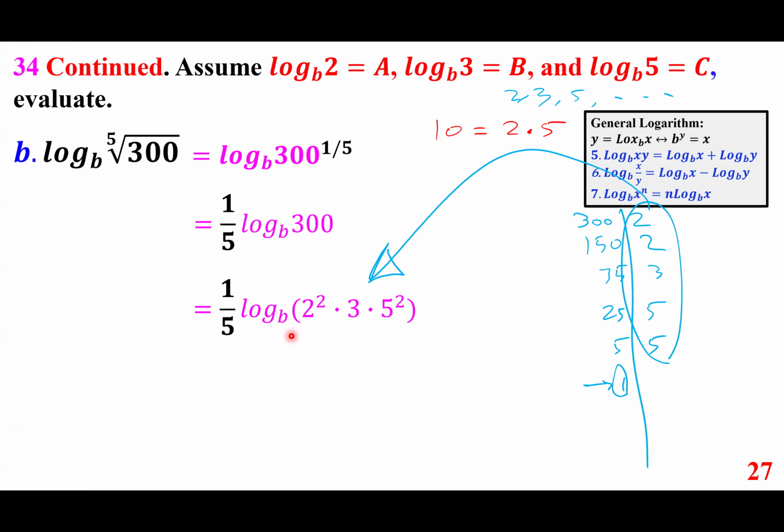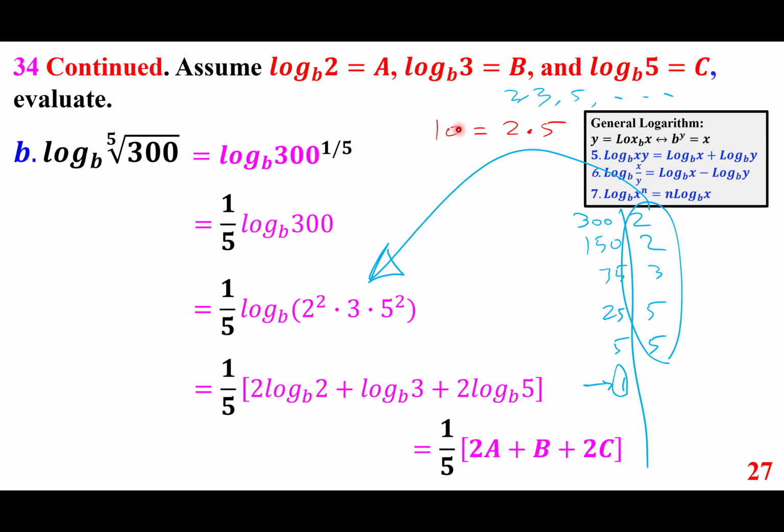So this is log base b of 2 squared plus log base b of 3 plus log base b of 5 squared. The exponents sit in front. So for 2 squared, we get 2 log base b of 2. For 3, we get log base b of 3. For 5 squared, we get 2 log base b of 5. And now each one is A, B, C. Plug in, and you're done.